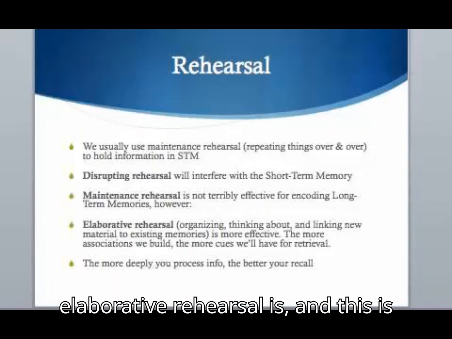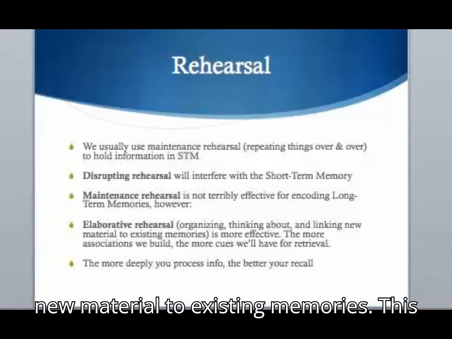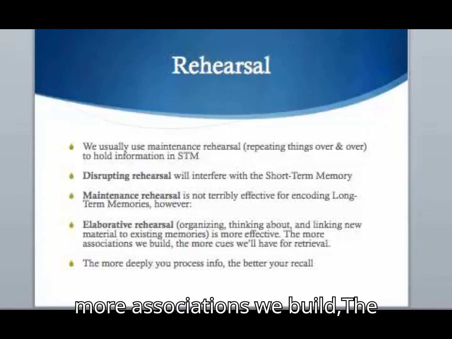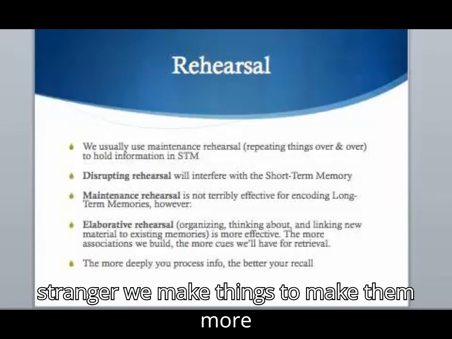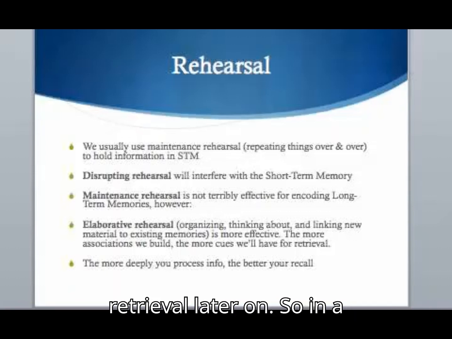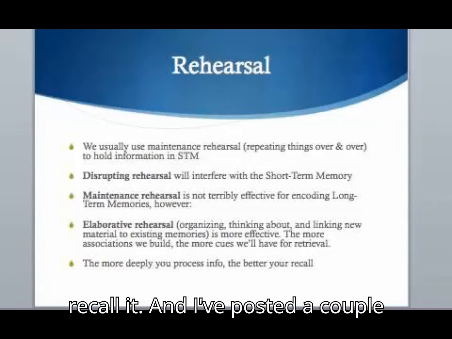But elaborative rehearsal is, and this is organizing, thinking about, and linking new material to existing memories. This tends to be more effective. So the more associations we build, the stranger we make things to make them more memorable, the more cues we'll have for retrieval later on. So, in a sense, the more deeply you process information, the better you tend to recall it.